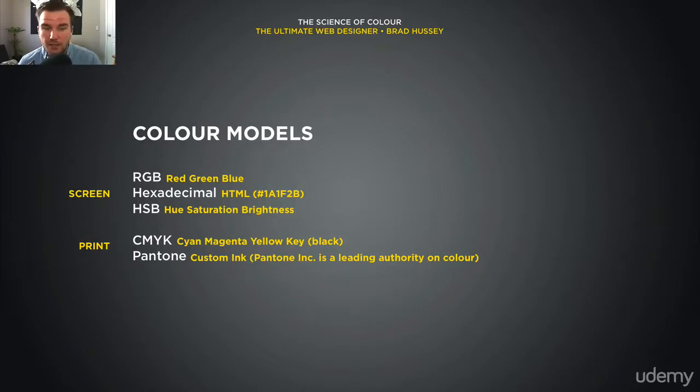And HSB, which is hue, saturation, brightness, which we just saw. And for print, we have CMYK, which stands for cyan, magenta, yellow, and key, or black. And these are the primary ink colors. And Pantone is a custom ink. Pantone ink is a leading authority on color.